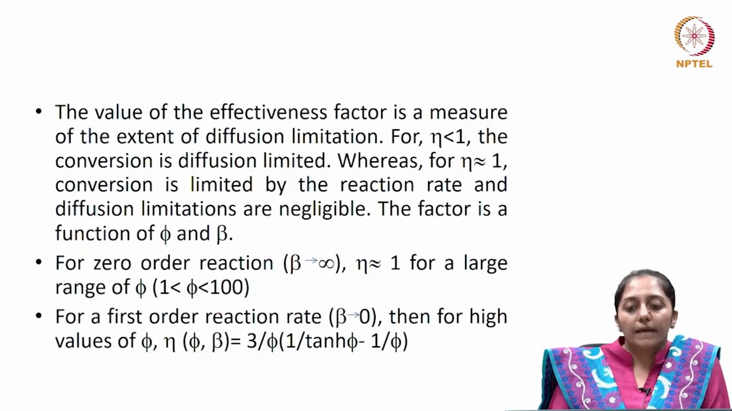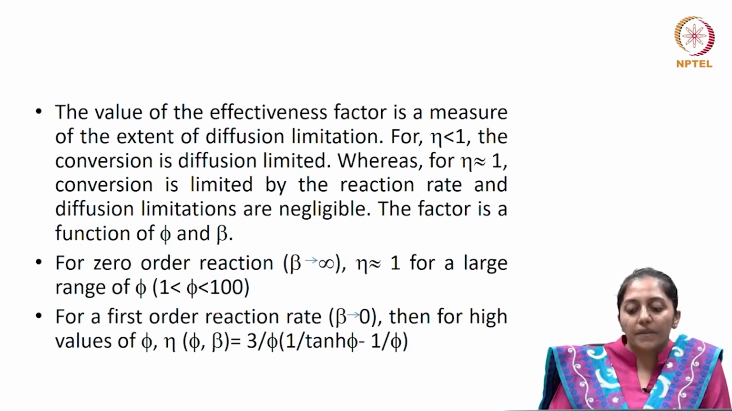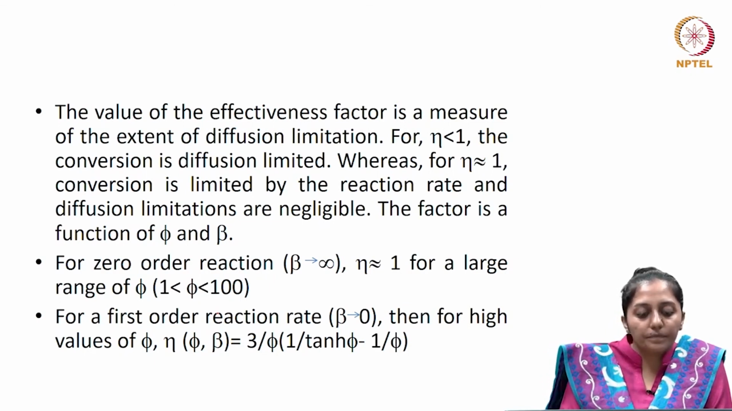So, as the value of the effectiveness factor is a measure of the extent of diffusional limitations, let us see some cases. If the effectiveness factor is less than 1, this means that the conversion is diffusion limited, whereas if the effectiveness factor is nearly 1, this means the conversion is limited by the reaction rate and the diffusional limitations are negligible. And eta in turn is a function of Thiele modulus and the function beta in this case.